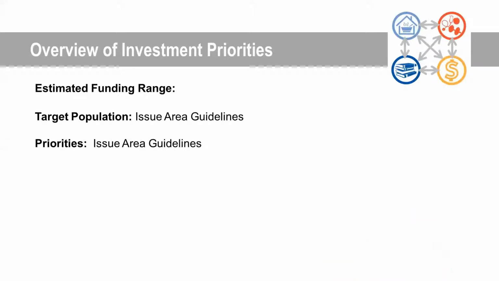So overviewing this investment strategy or the investment priorities, you can see that we do not have an estimated funding range for the cross-issue area opportunity. That is because our board did not want to assign a minimum or a maximum to this funding opportunity. So that means kind of all or nothing of the community fund is available to this area.